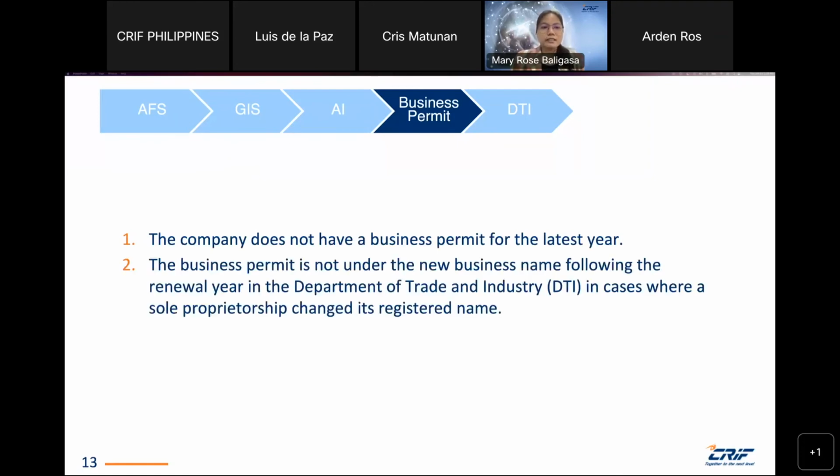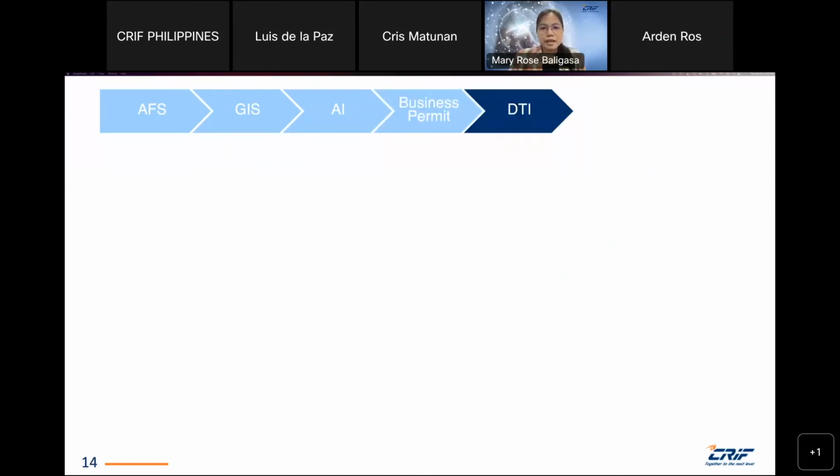And the second, the business permit is not under the new business name following the renewal year in the DTI, in cases where a sole proprietorship changed its registered name. And syempre, actually, GIS and AI are for corporations. Then for sole proprietorship, we are looking at the DTI certificate.